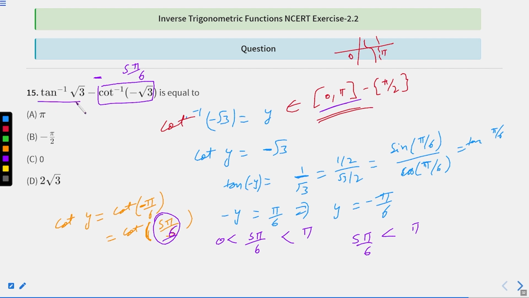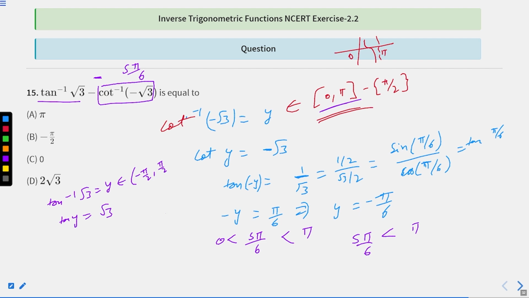Now solve it for tan inverse root 3. Take it as y. Now tan y is equal to root 3. We know that this must belong to minus pi by 2 to pi by 2. This will be root 3 by 2 over 1 by 2, that is sine 60, which is pi by 3, and cos pi by 3. This means tan pi by 3, and so y is equal to pi by 3.